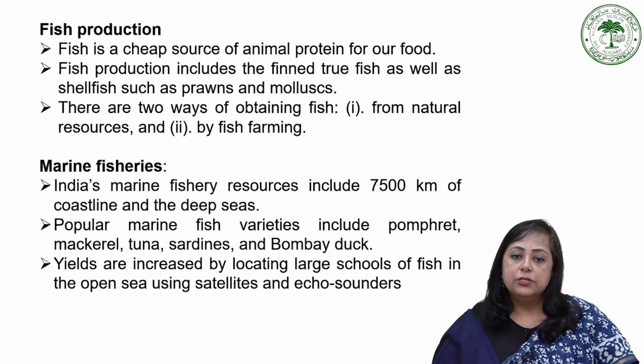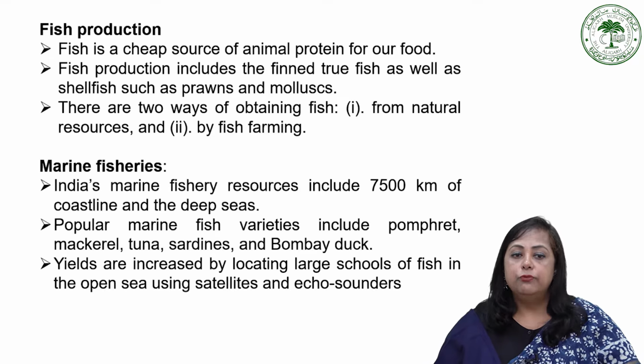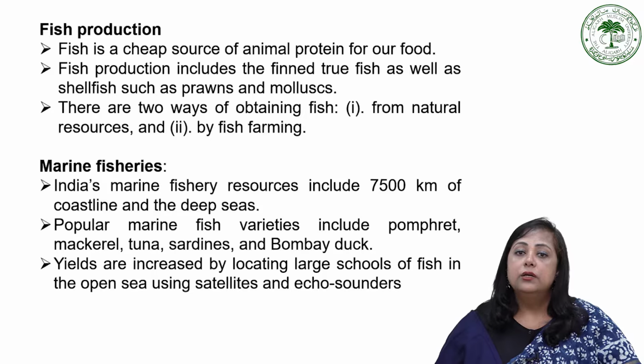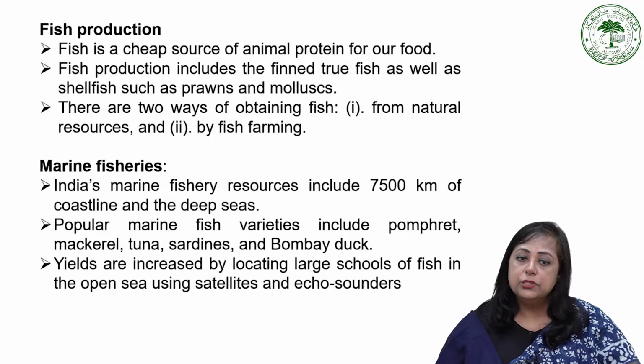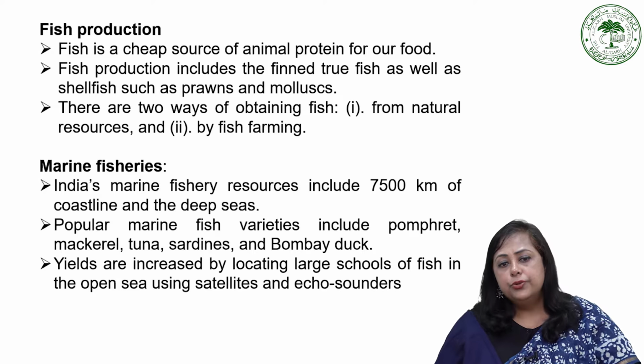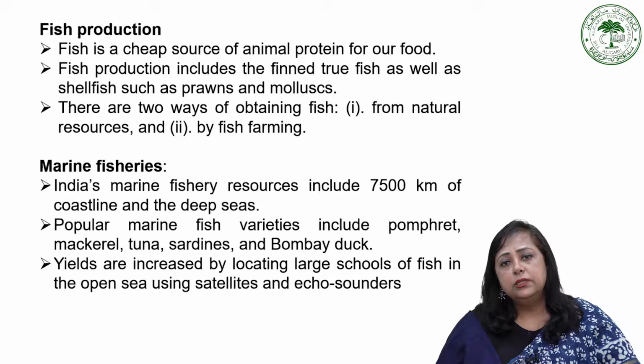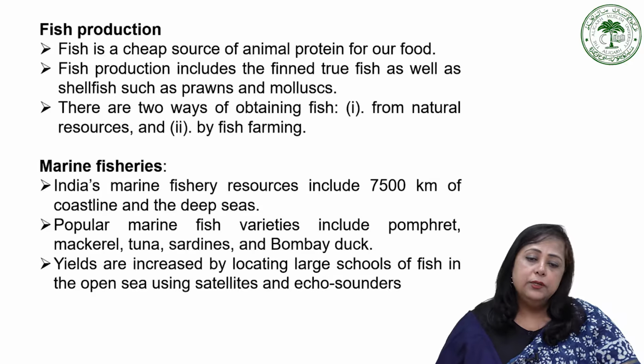Fish production. Fish is a cheap source of animal protein for our food. Fish production includes the fin fish as well as shellfish such as prawn and mollusk. There are a variety of fishes, and there are two ways of obtaining them: from natural resources and by fish farming. The government is also encouraging farmers to have fish farms, and they are doing it.